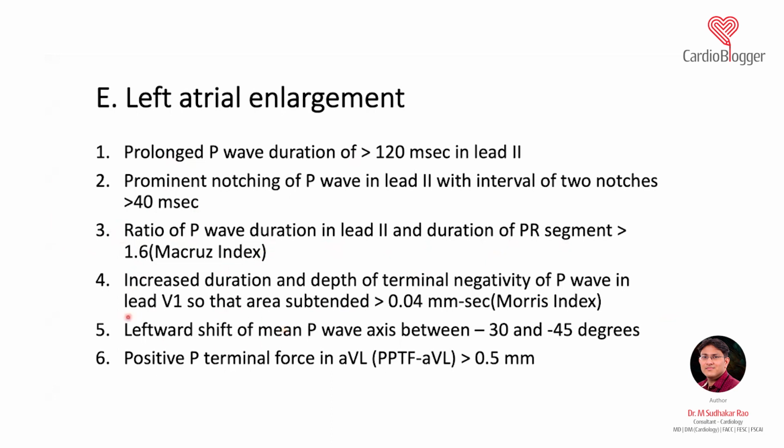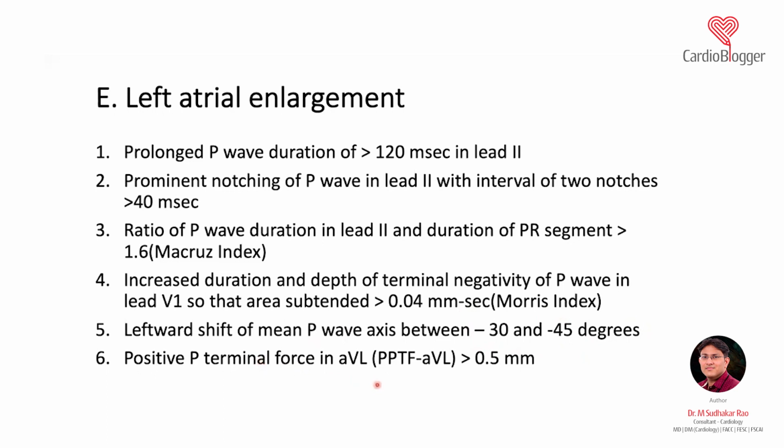Similarly, I told you the axis of the P wave, which we cannot normally calculate by ourselves. We have to take the help of the ECG-generated P wave axis. The normal axis is 0 to 75 degrees. Beyond 75 is right atrial enlargement. Less than 0 degrees, or minus 30 to minus 40, is left atrial enlargement. So your computer-generated ECG will tell the axis of the P wave and the positive P terminal force in aVL.